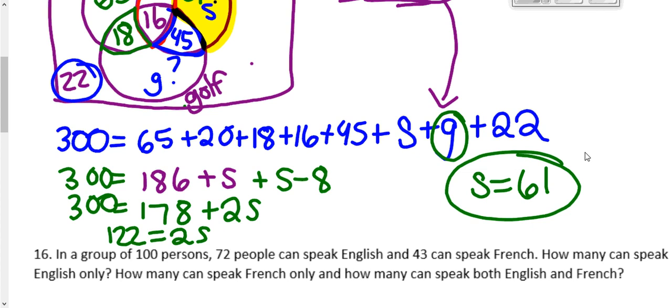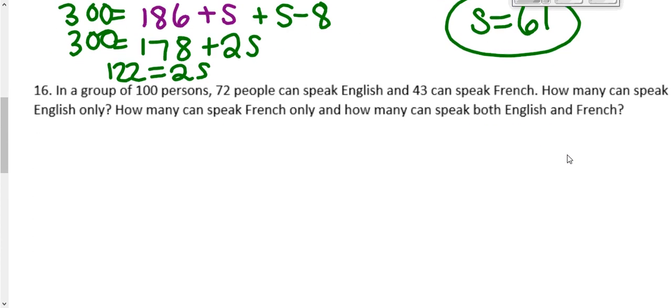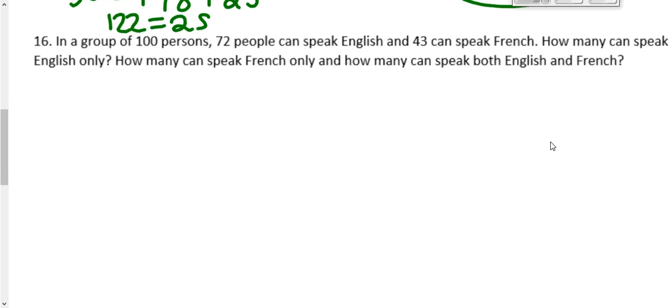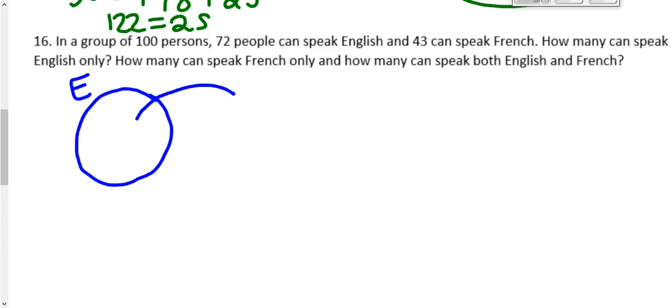Whew. All right, let's look at number 16. It says in a group of 100 persons, 72 people can speak English, 43 people can speak French. So we are talking about two groups of people, English speakers and French speakers.